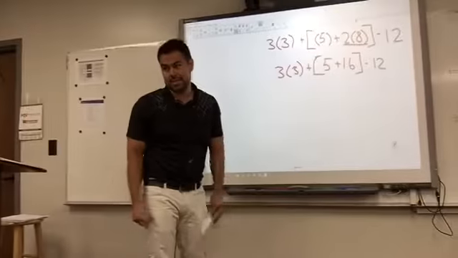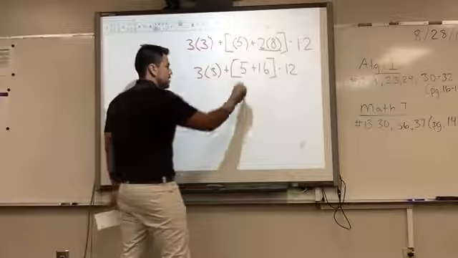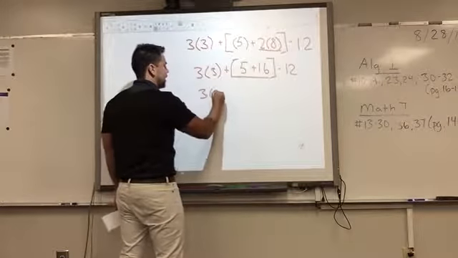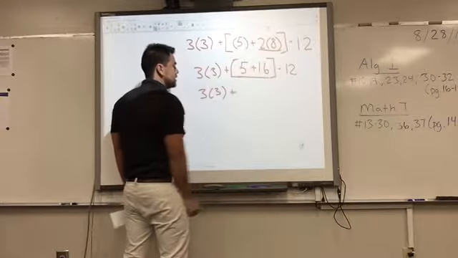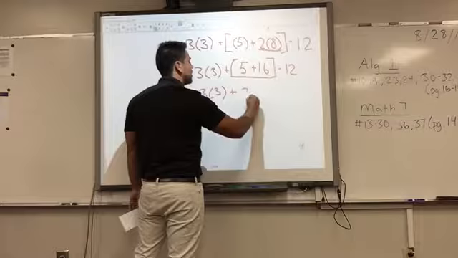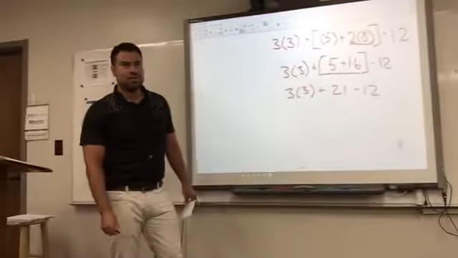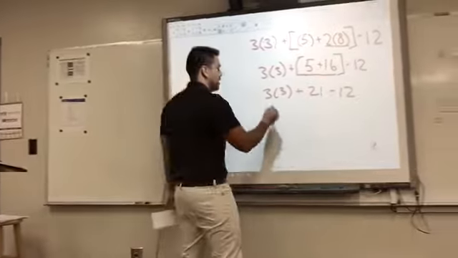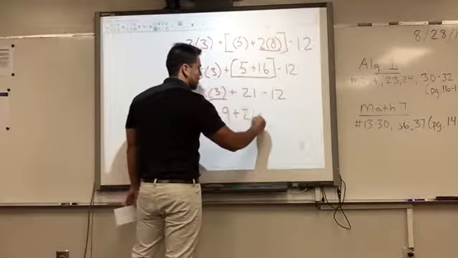All right, what do I do next? Ready? 2, 5 plus 16. All right, and what do I get? 5 plus 16 is what? 21. Oh, sorry, I heard something else. All right, then what would I do? Yes, ma'am? Bill? Okay, I get 9 plus 21 minus 12.